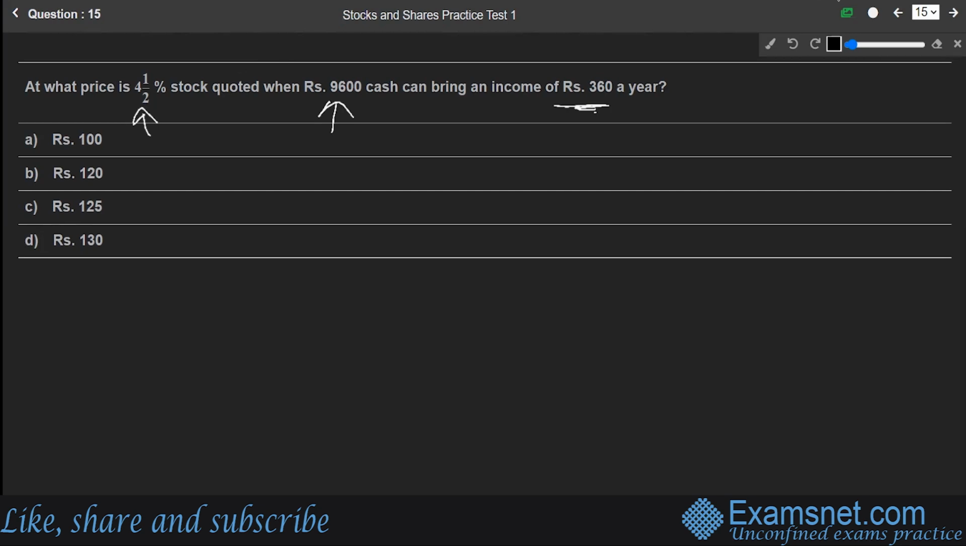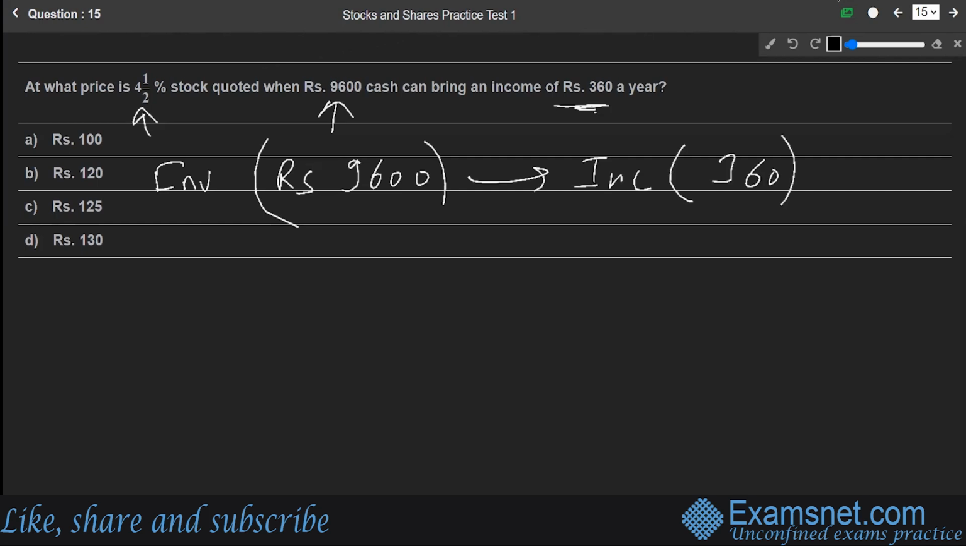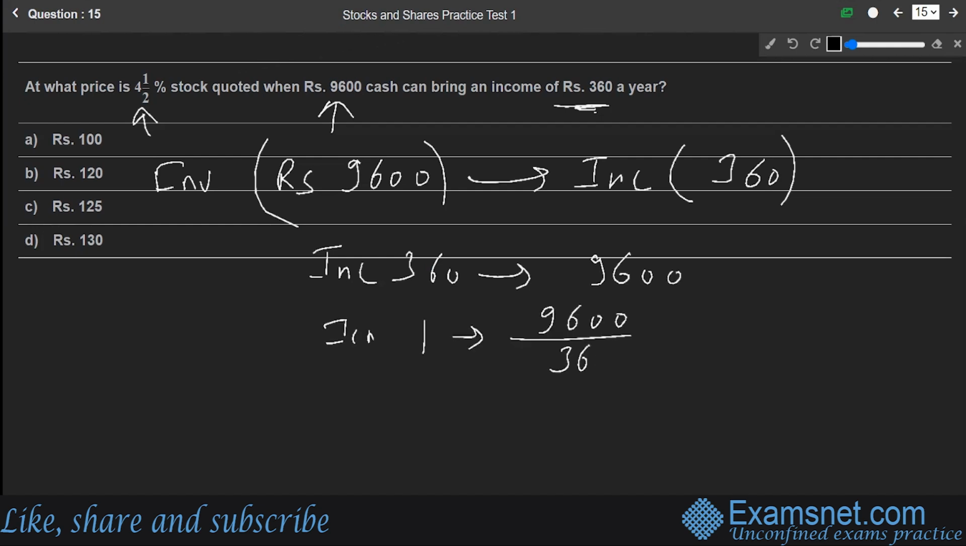See, an investment of rupees 9,600 is bringing an income of 360. So this is how we can find out the rate. Income of 360 is being received when you invest rupees 9,600. So an income of 1 rupee can be received when you invest 9,600 by 360.